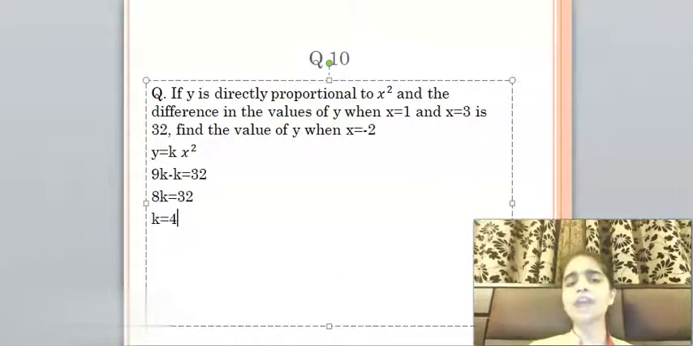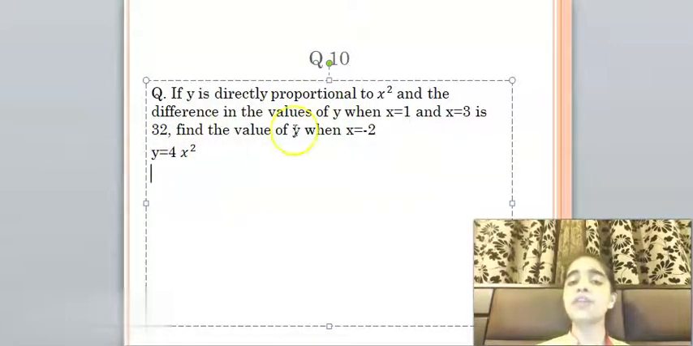Now find the value of y when x is equal to minus 2. We know the equation is y is equal to 4x squared. Now minus 2 square will make 4. Minus minus will become plus and 2 square will be 4. So 4 multiplied by 4, y will be 16. So we have the value of y, and we are also done with this question.